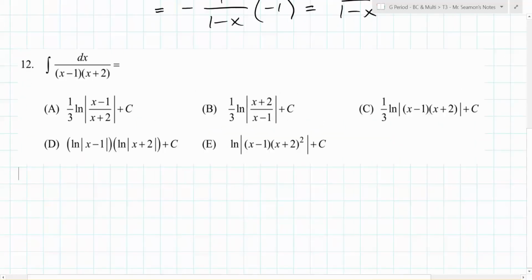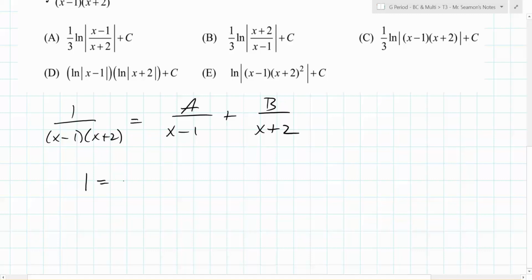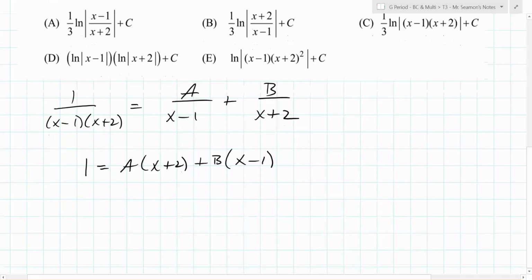So what do you have to do on this? You have to figure out 1 over x minus 1 times x plus 2 is equal to something over x minus 1 plus something else over x plus 2. So that means 1 is going to be equal to A times x plus 2 plus B times what? x minus 1. And what are those magic number things that I told you about?